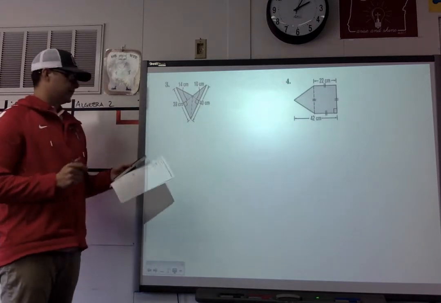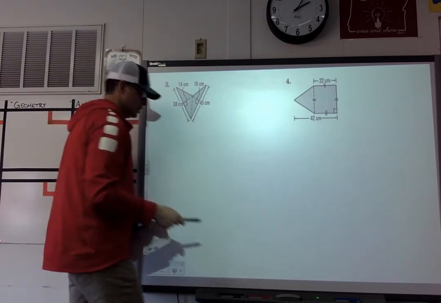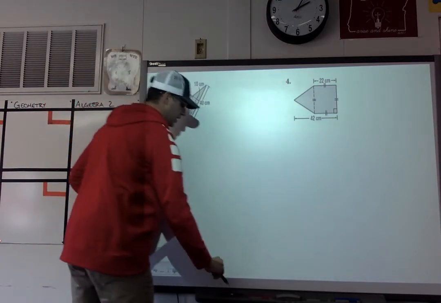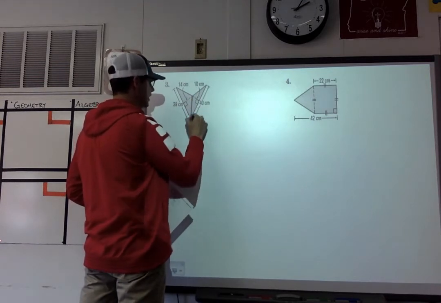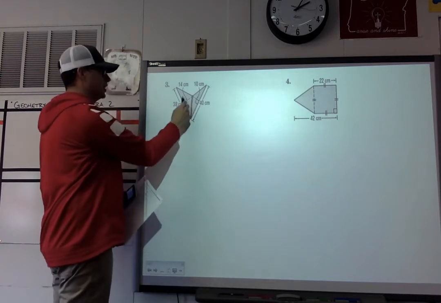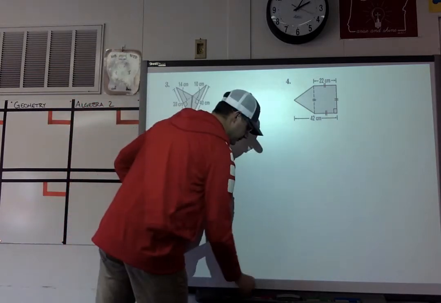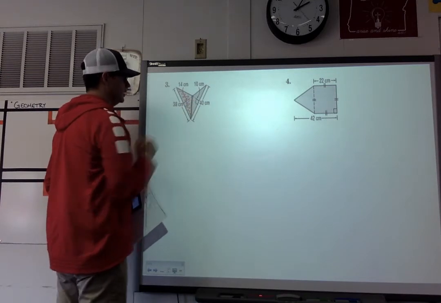So this one, if we look at this irregular figure here, if we think about it, we can cut this in half, or not in half, but we can cut it on that line right there, and we've got 2 separate triangles now. I'm going to go ahead and do one triangle here in red.